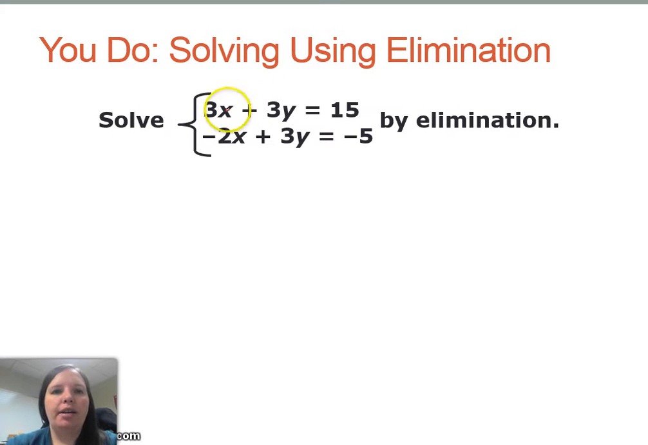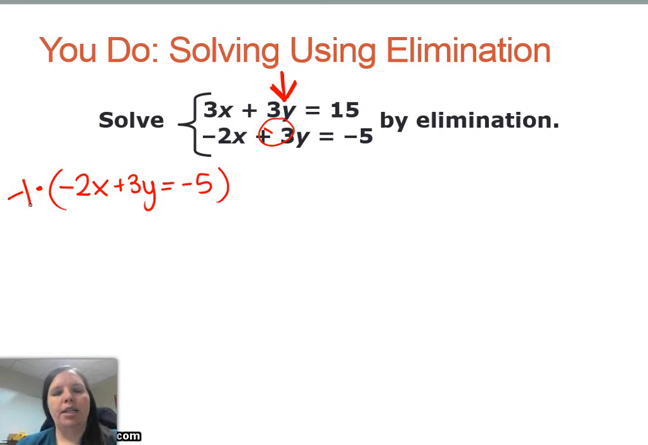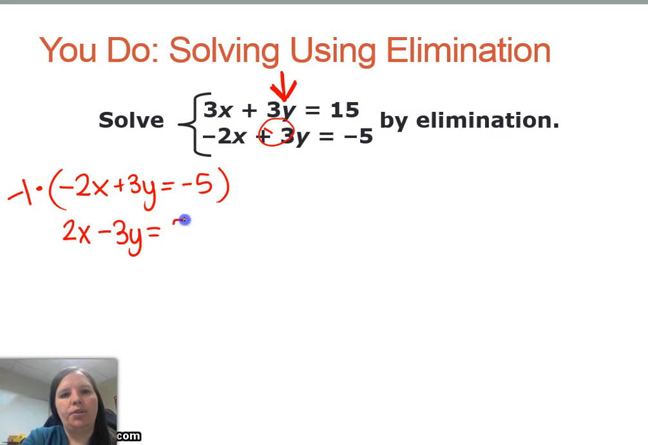So again, I'm going to focus on either one of my variables, and if you chose to focus on your x's, that's fine. We want to try and avoid fractions if possible, but I'm going to focus on the y's here. If this equation says positive 3y, I really wish that this one said negative 3y. So I'm going to take negative 2x plus 3y equals negative 5, and multiply everything times negative 1. You can think about it as multiplying each side by negative 1 or just multiplying the entire equation by negative 1. That equation becomes 2x minus 3y equals 5.